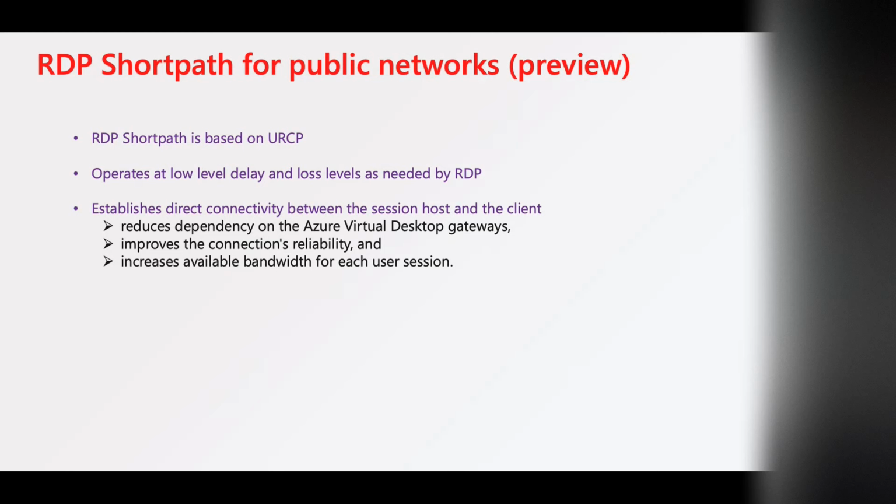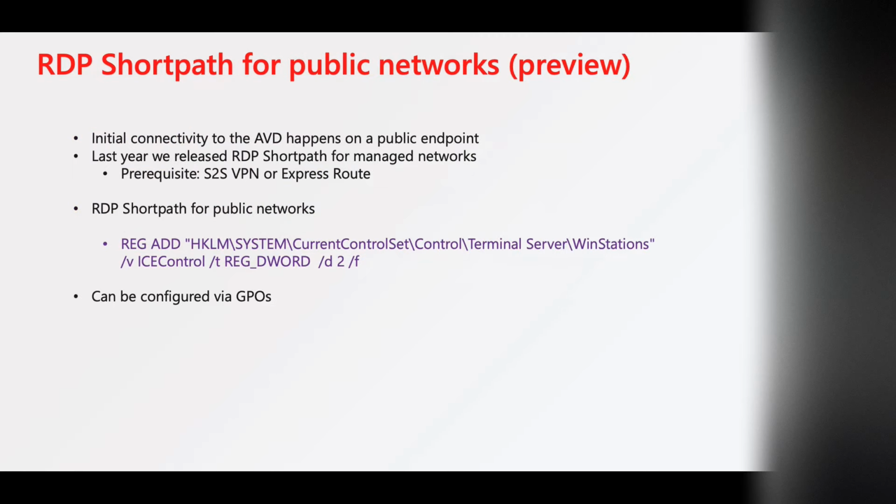So customers have asked for some efficiency and everything. So we recently released, last year what we did was release RDP Shortpath for managed networks. And the prerequisite was the customer has to be coming from site-to-site VPN or ExpressRoute, which is another investment from the customer side, right?